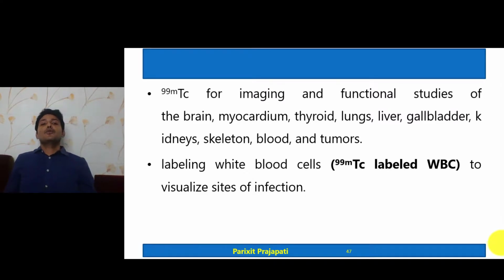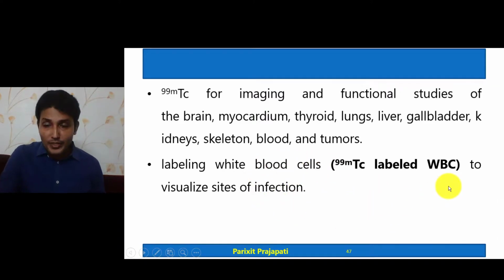Then where can it be used? 99mTc can be used for imaging and functional studies of brain, myocardium, thyroid, lungs, liver, gallbladder, kidneys, skeleton, blood and tumor. So it has wide applications. In labeling of WBC it can also be used, and this labeling of WBC is used to visualize sites of infection. So where the infection is can be found. So these are the uses of 99mTc.